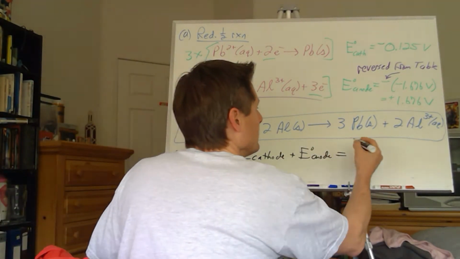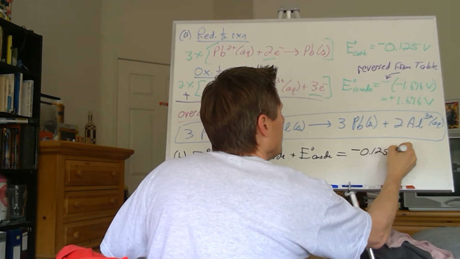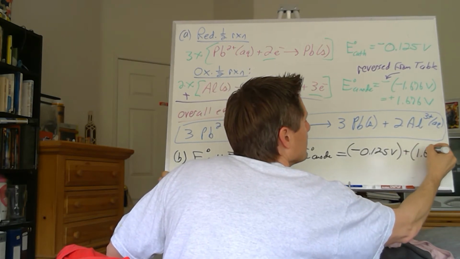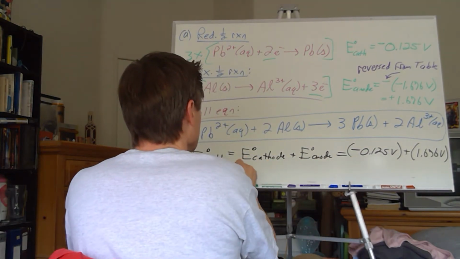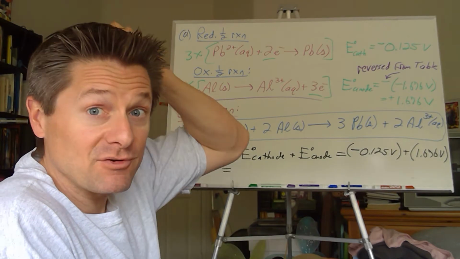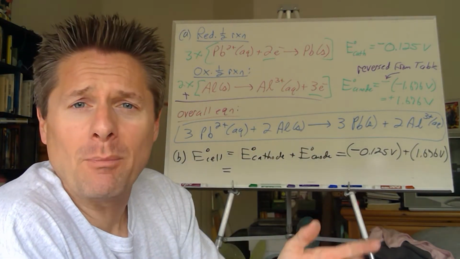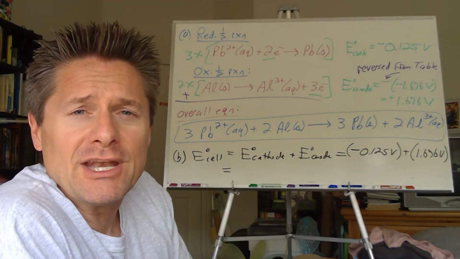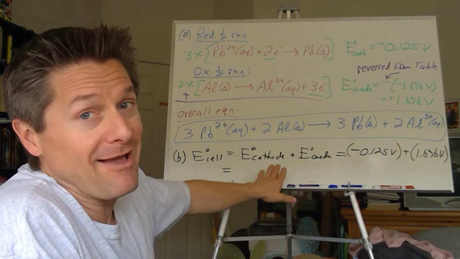Easy peasy. So this would be negative 0.125 volts plus 1.676 volts. 3 decimals, we're limited by decimal places. The math in electrochemistry is actually quite simple at this point. But I guarantee you, no matter what we're doing, how complicated, you're going to need this. You're going to need the overall cell potential at standard conditions. And then we can adjust it if we're not at standard conditions. But you're always going to have to do this.